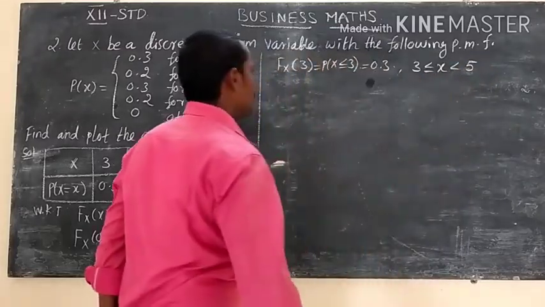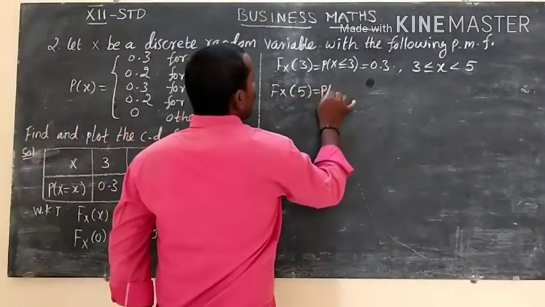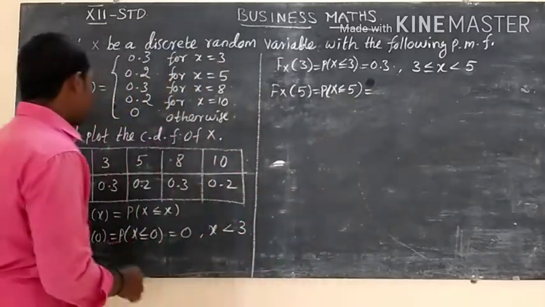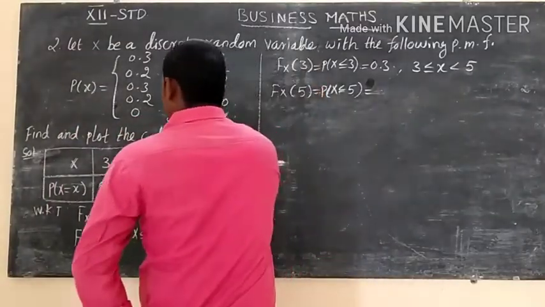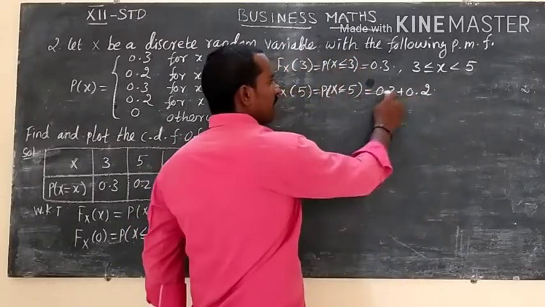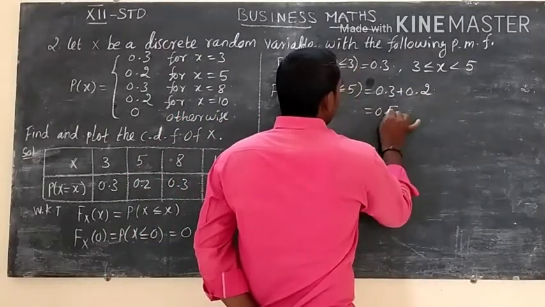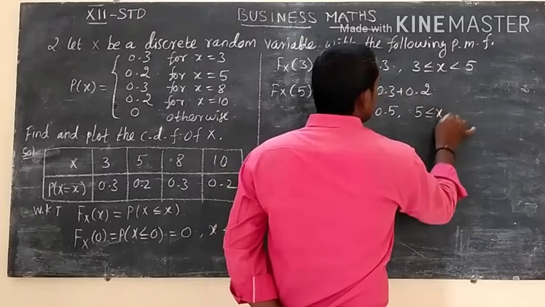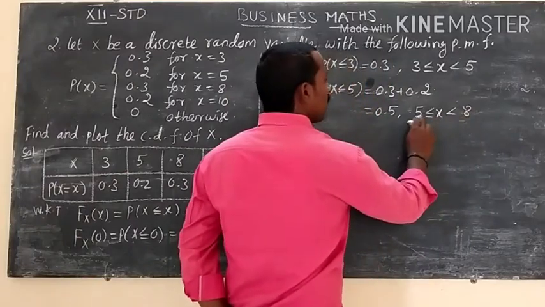Okay, then F_X of 5 is equal to P of X less than or equal to 5. Less than or equal to 5 values, below 5 values, so 3 is also taken. So this is 0.3 plus 0.2, they are directly taken. Okay, the values 0.3 plus 0.2 is equal to 0.5. Here the x value is 5 less than or equal to x less than the next value 8, so below 8 and equal to 5.